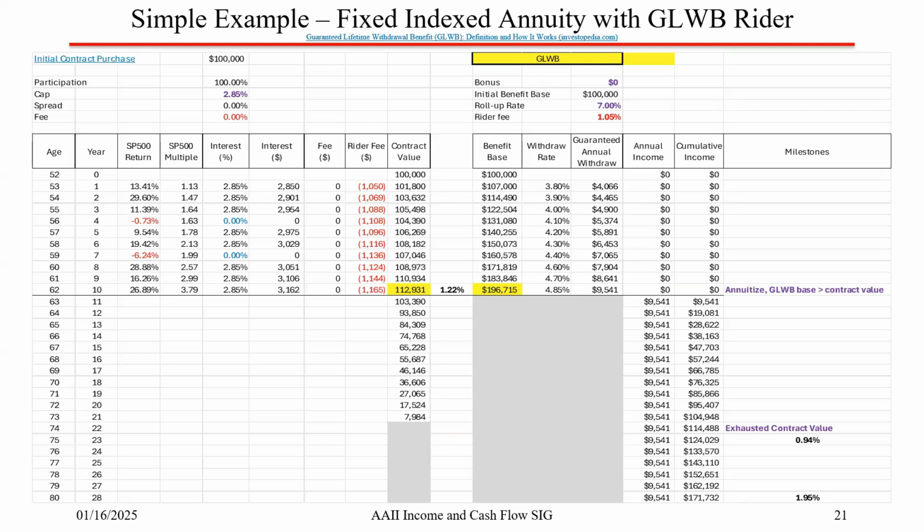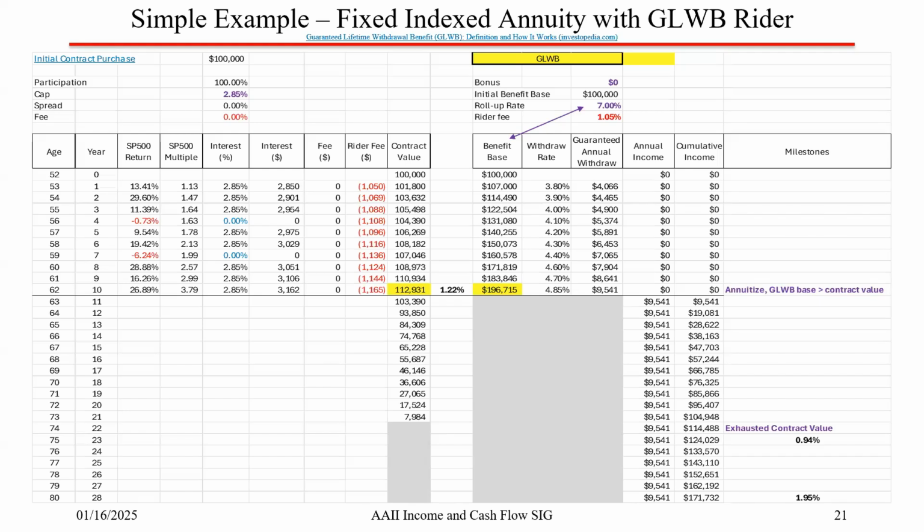Here is a simple example with the income rider. The left half is similar to the previous page. On the right is this income rider, GLWB, and you can see that it gives you a roll-up rate of 7%, and it charges 1% per year. Like I said, it tracks 2 numbers. So your benefit base starts and compounds at 7%. So after 10 years, almost double, right?